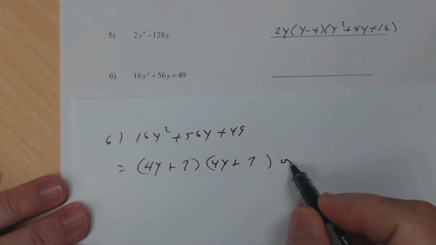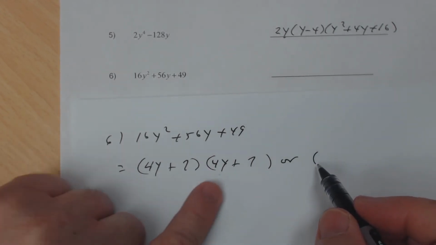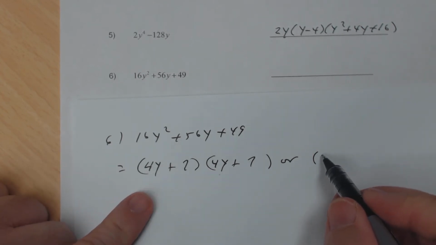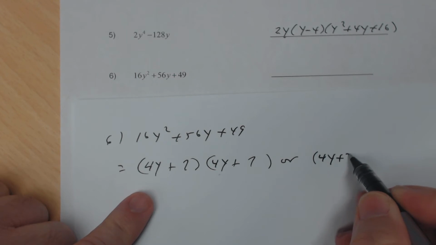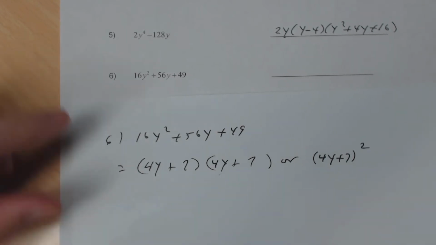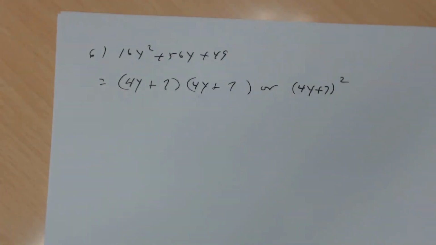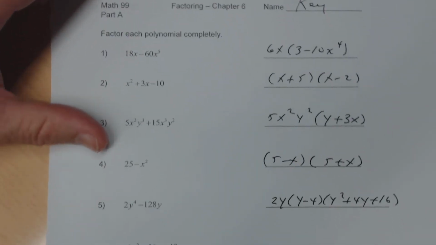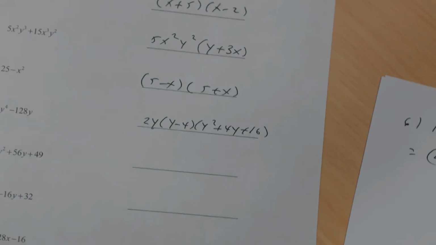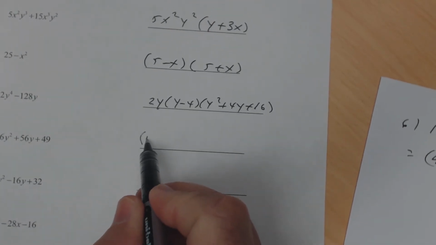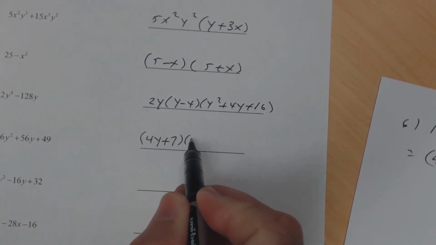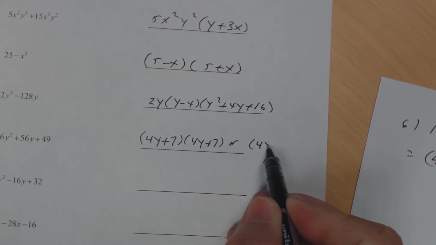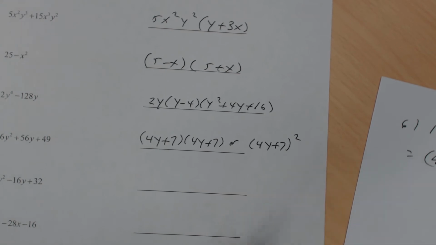Now you could also write this as, since these are the same binomials and they're being multiplied together, you get 4y plus 7 squared. So those are two different ways of writing this answer. So number 6, you're going to get 4y plus 7 times 4y plus 7, or 4y plus 7 squared.